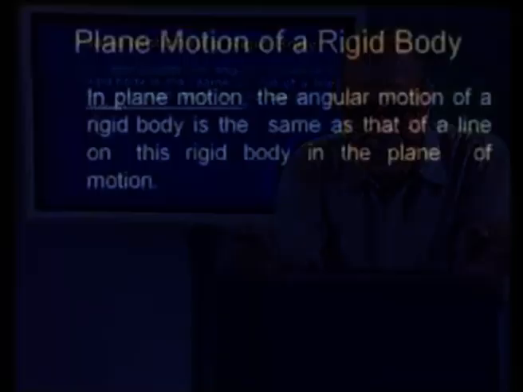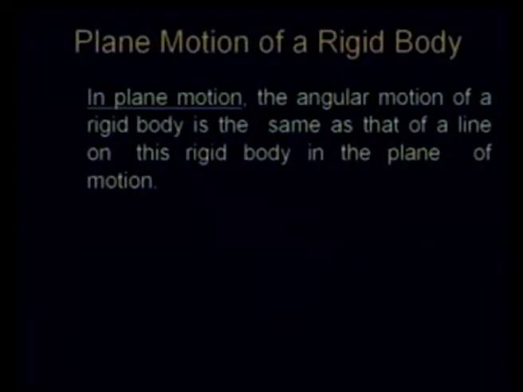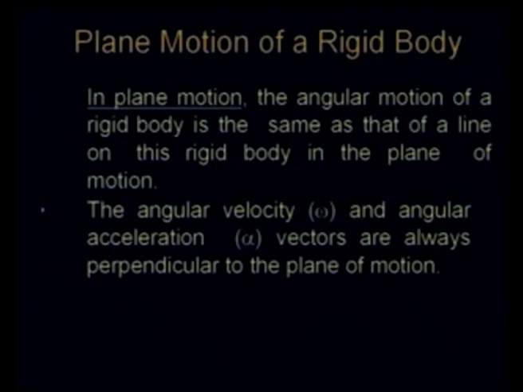We should remember that in plane motion, the angular motion of a rigid body is the same as that of a line on that rigid body in the plane of motion. This we will explain a little later. Second point is that the angular velocity and angular acceleration vectors of that rigid body are always perpendicular to the plane of motion. Because the rigid body is in plane motion, all angular quantities will be represented by vectors which are perpendicular to this plane of motion.